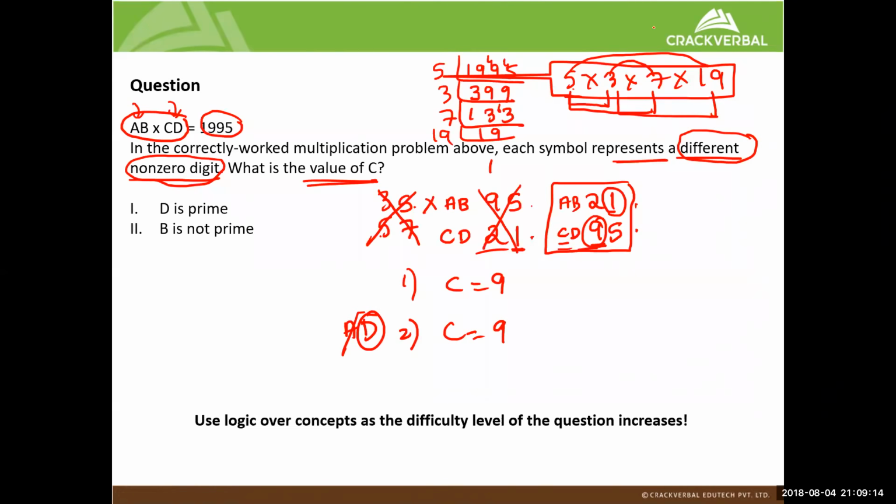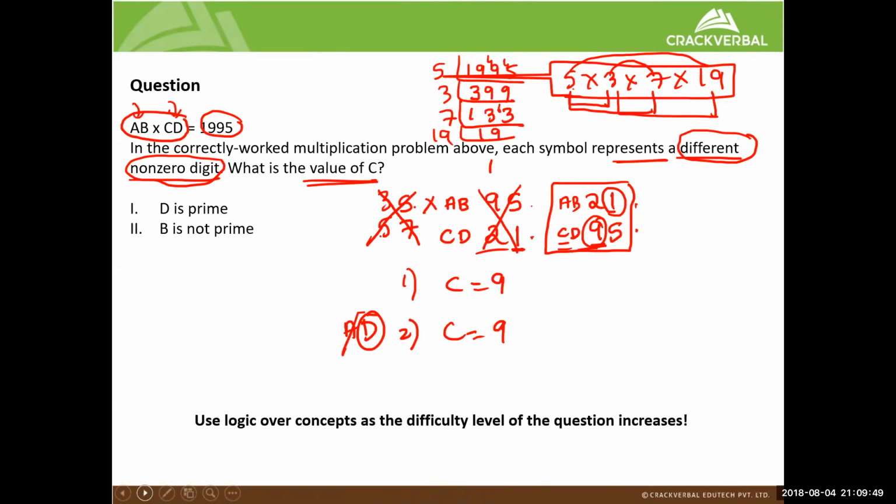Right? So guys, the takeaway again: you need to leverage the pieces of information that the question stem gives you. You can't overlook key pieces of information that say each symbol represents a different non-zero digit. Okay with this, guys? So the takeaway here is you need to learn to break down the question, and then work with the question, and then work with the statements towards the end. Okay with this?